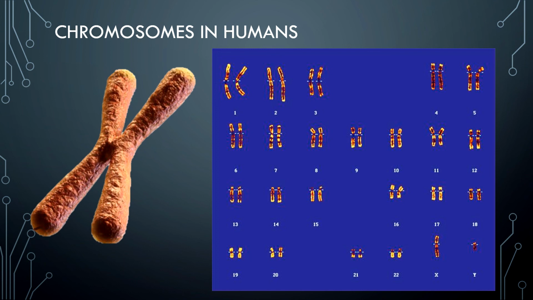As you can see on this karyotype here, this person is a male. This is due to him having a chromosome X and a chromosome Y. For the person to be female, it would have to be two X chromosomes.